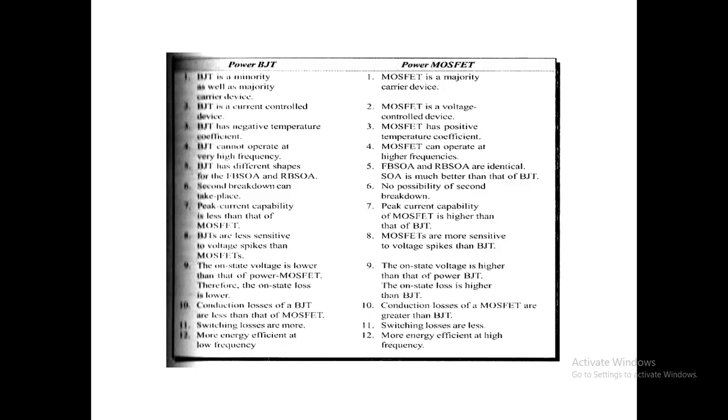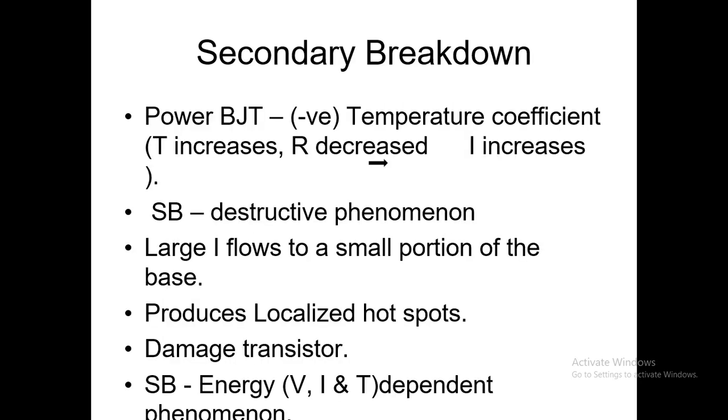Switching losses are more in BJT, and switching losses are less in MOSFET. BJT is more energy efficient at low frequency, and MOSFET is more energy efficient at high frequency. So as a conclusion, we can say that the BJT will have low on-state loss or conduction loss, and switching losses are more, and the power MOSFET will have high conduction losses and less switching losses. BJT is suitable for low frequency operation, and MOSFET is suitable for high frequency operation.